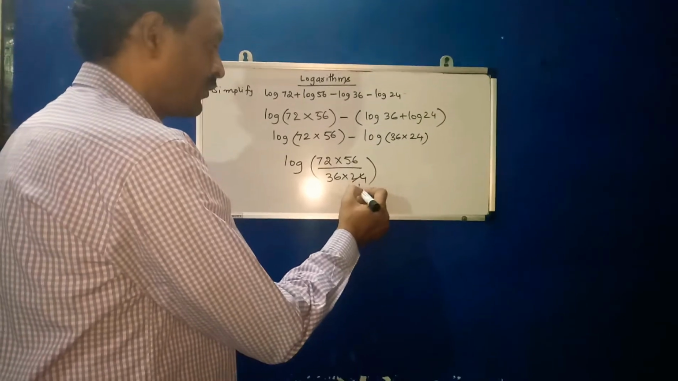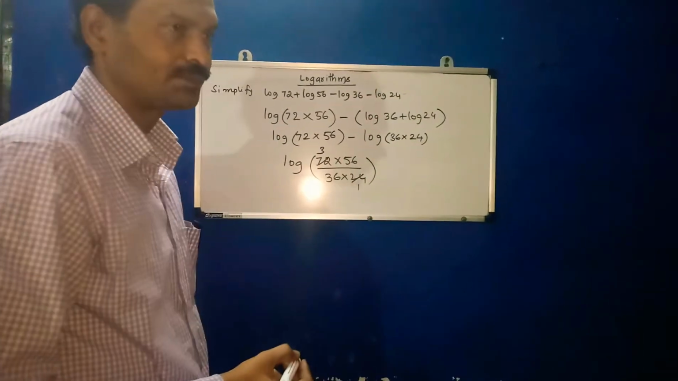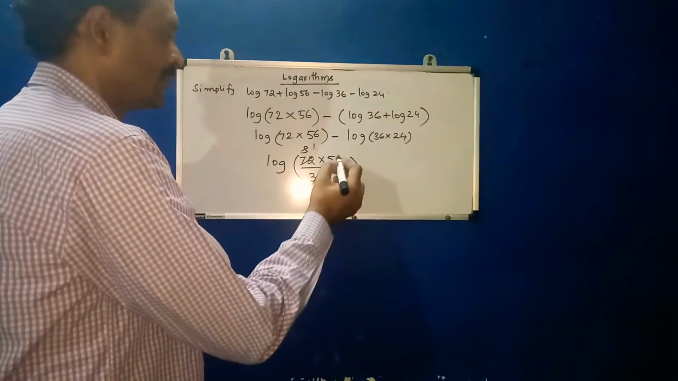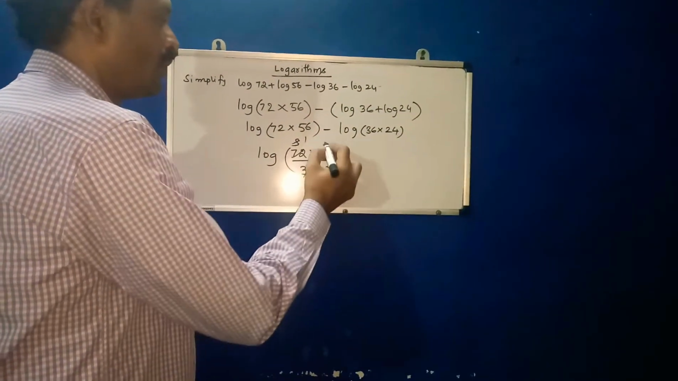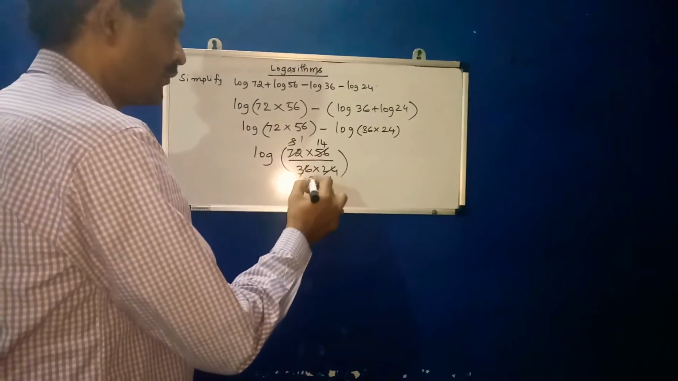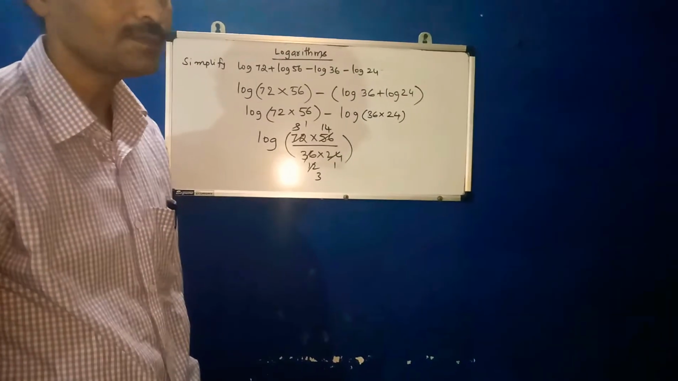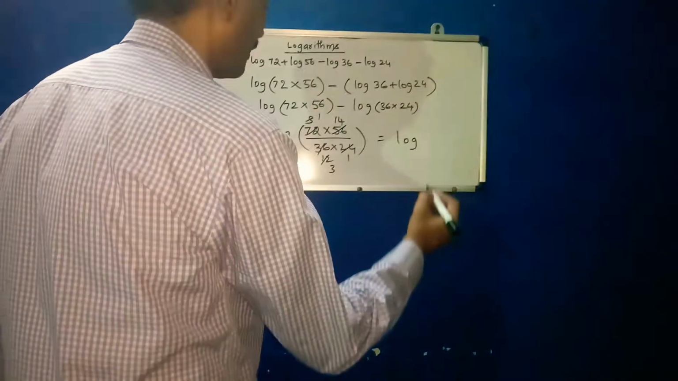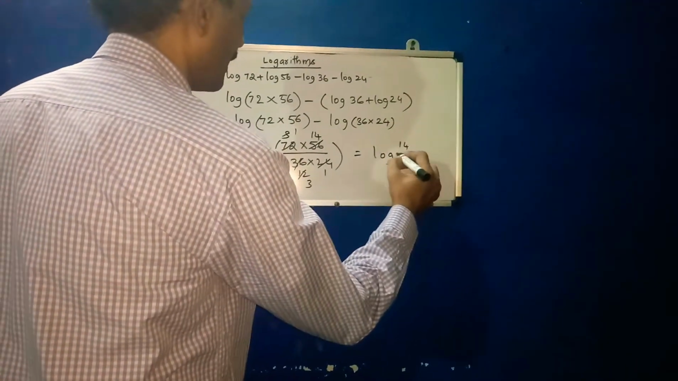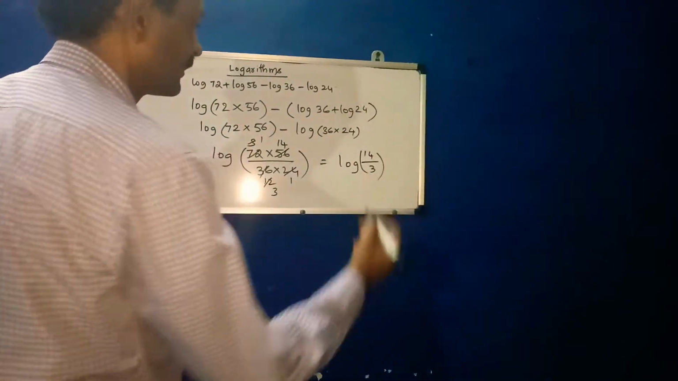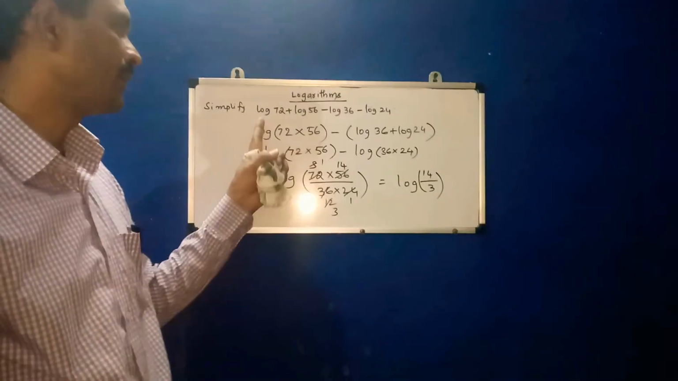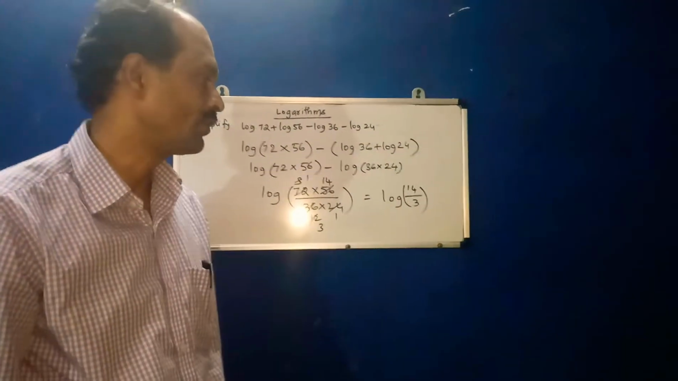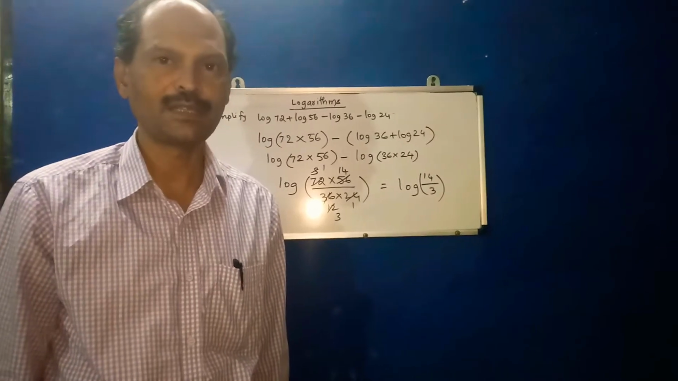For example, 24 ones are 24, 24 threes are 72. 3 ones are 3, 3 twelves are 36. Similarly, 4 fourteens are 56, 4 threes are 12. So we are left with a simplified form of log 14/3. So the simplified form of log 72 plus log 56 minus log 36 minus log 24 is equal to log 14/3.